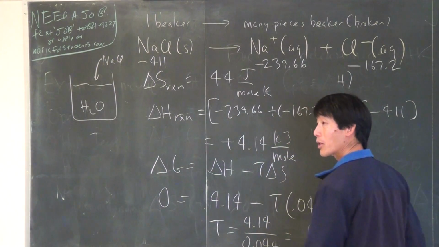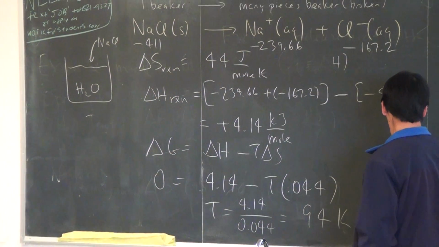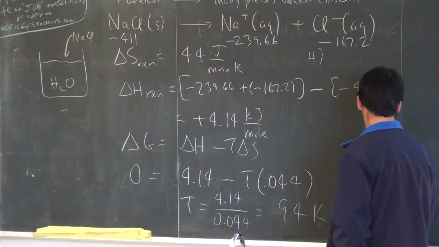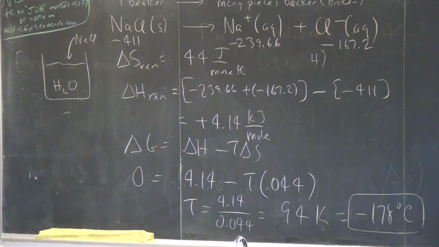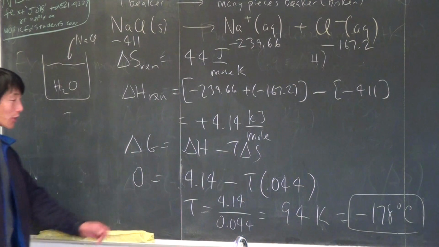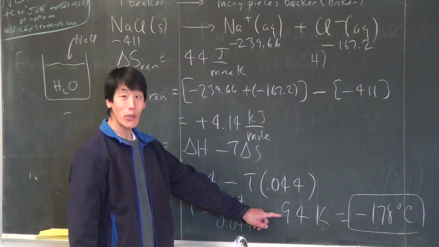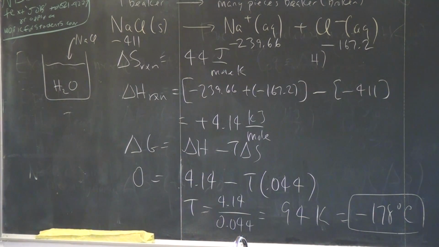Or in degrees Celsius, that's going to equal minus 178 degrees Celsius. So if you don't want salt to dissolve in water, you're going to lower the temperature to minus 178 degrees Celsius. So that's cold. Yeah, so this is just above liquid nitrogen. Liquid nitrogen has a boiling point of 77 degrees Kelvin, so that's just a few degrees above the boiling point of nitrogen.